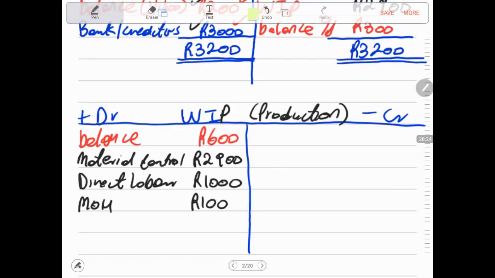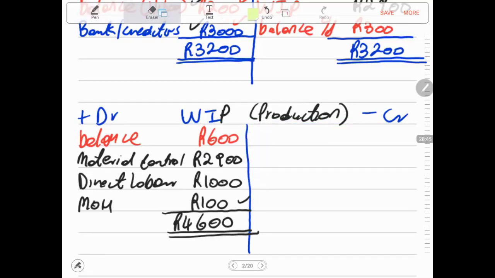Then we say, okay, if this is what we have in terms of work in process, therefore now we need to know: 2,100 plus this will be 3,000, 4,000 plus 600 it will be 4,600. So now it means the value of the work that is in process during the current period, including the opening balance, is 4,600 rands. So now this is the value of what is in process.